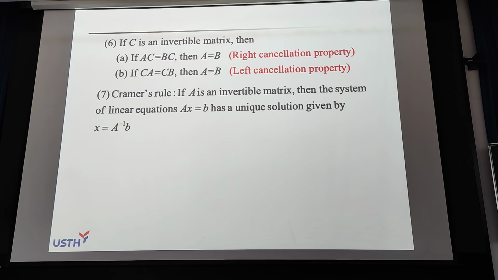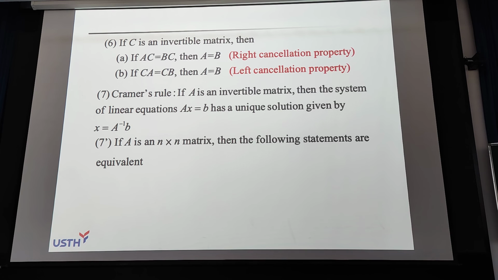The last property is named Cramer's rule. Cramer's rule says that if A is an invertible matrix, then the system of equations Ax equals b has a unique solution given by x equals A inverse b. And we are going to come back to that rule, Cramer's rule, later, not right now.